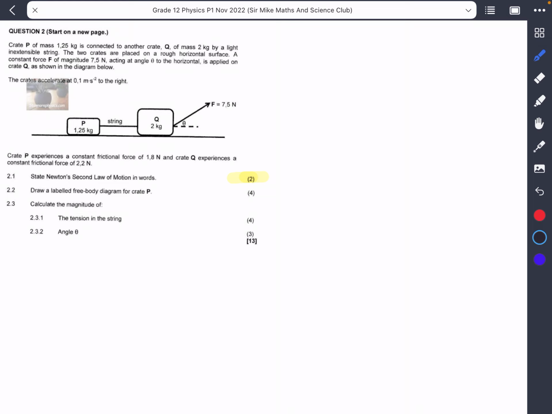If you were to draw the free body diagram of that object P, you would have a normal force, you would have Fg, and you would have tension and friction. Now of course you know that friction is always opposing the motion of our object. So that would be for 2.2.